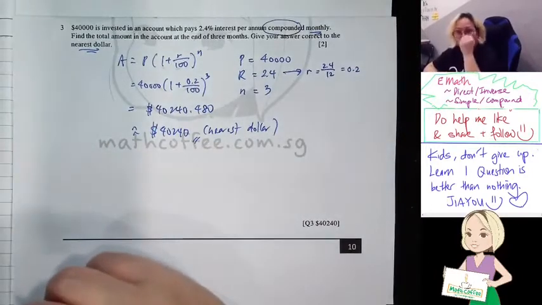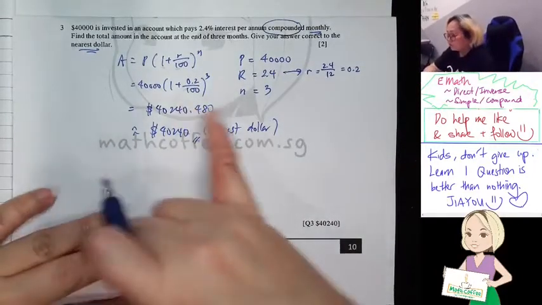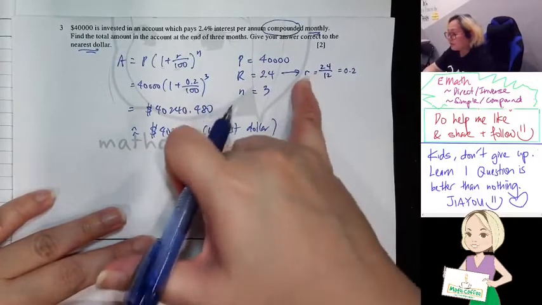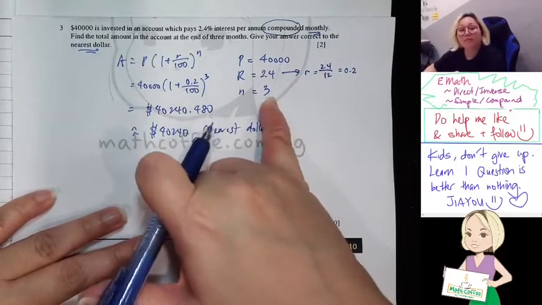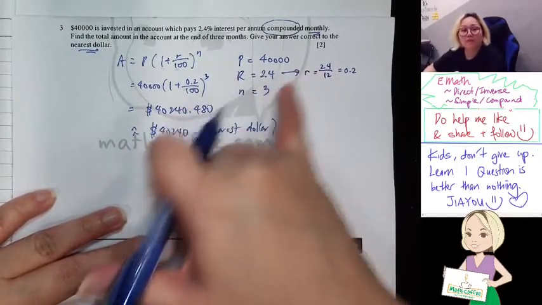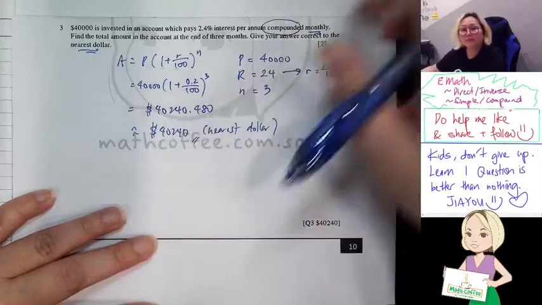So the crucial part is you must know what your r and what your n are when you do compound interest. Okay, let's move on.